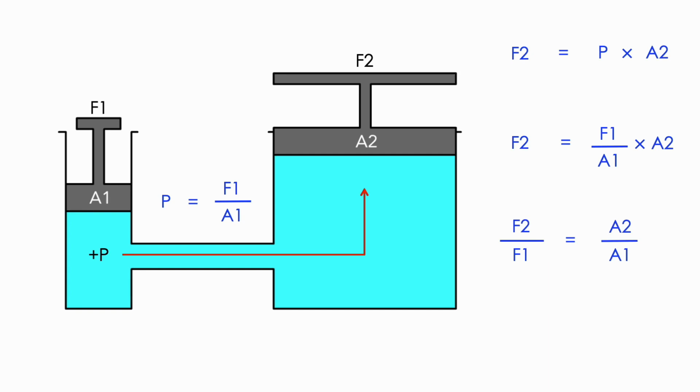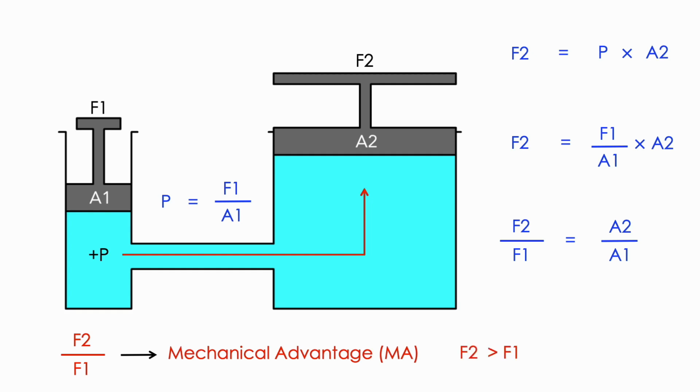In this equation, the ratio of the output force F2 to the input force F1 is called the mechanical advantage of the hydraulic machine. This is because the output force F2 will always be greater than the input force F1, since the area A2 is always greater than A1.